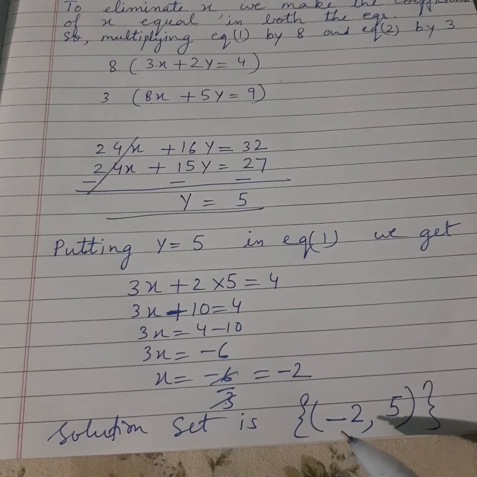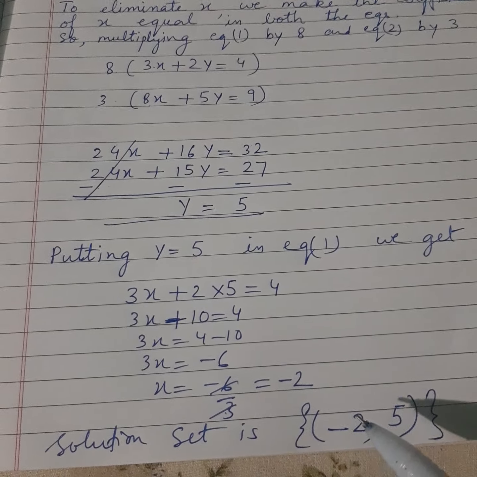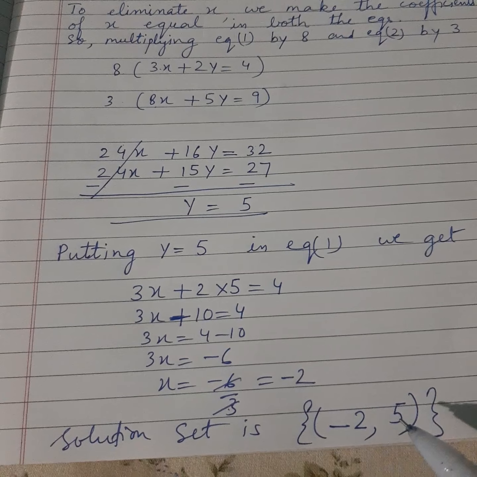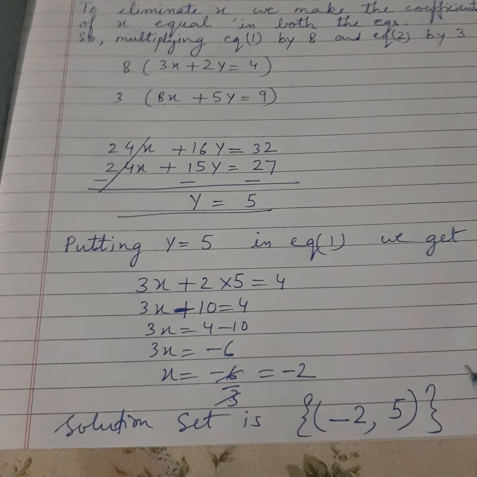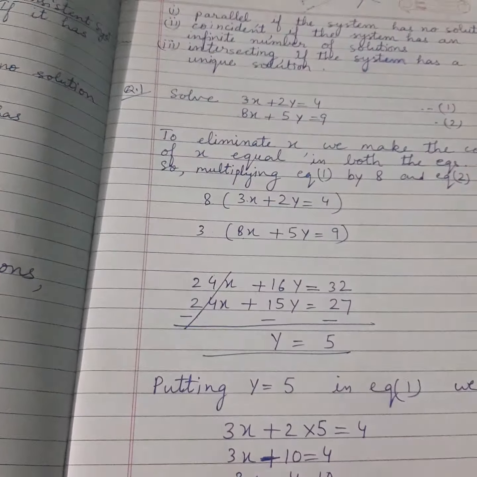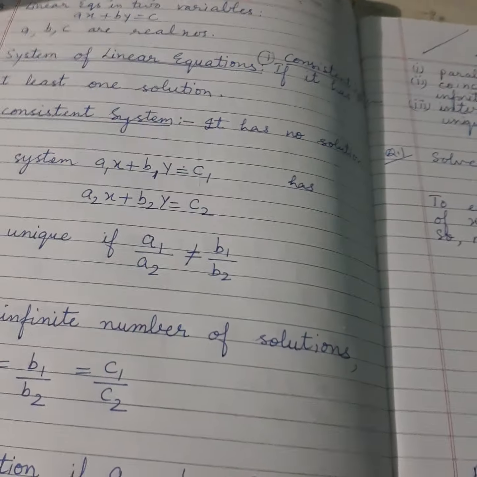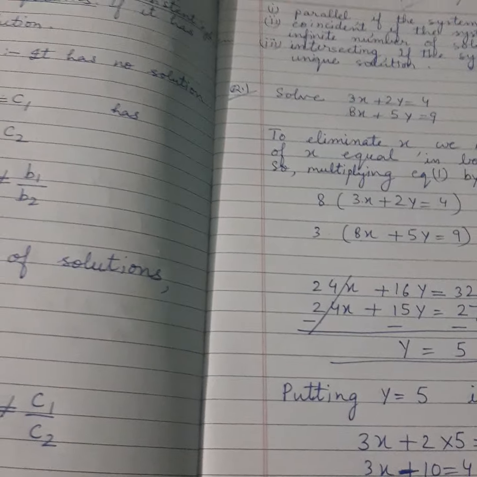So this is the solution set. In Cartesian coordinates, first we write the x coordinate and then the y coordinate. So x is equal to minus 2 and y is equal to 5. This is how we have to solve linear equations. Today I told you how to solve linear equations.